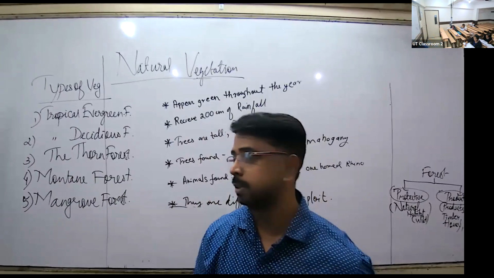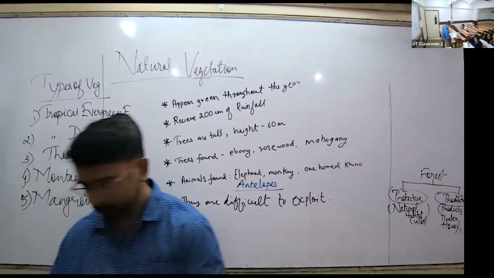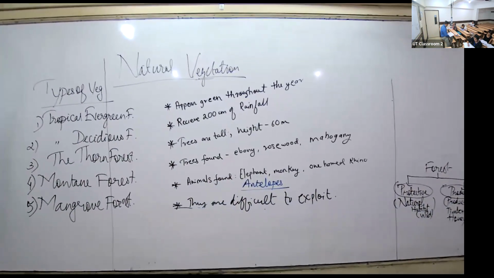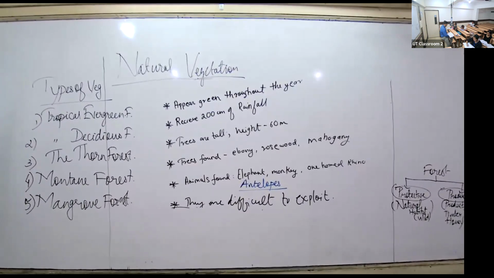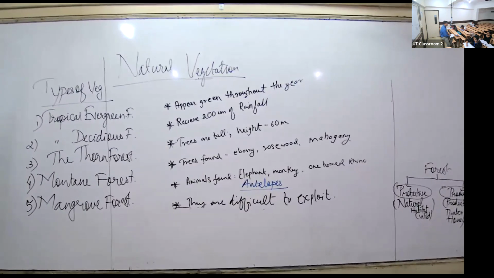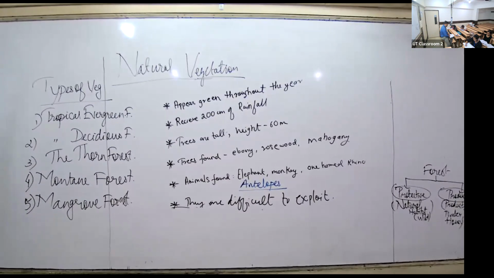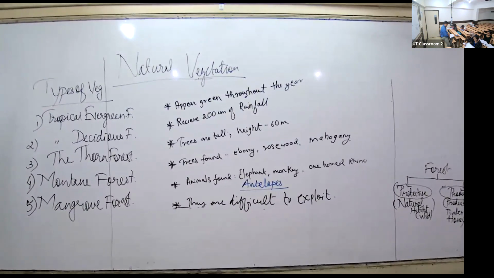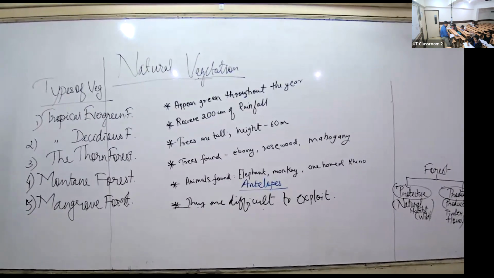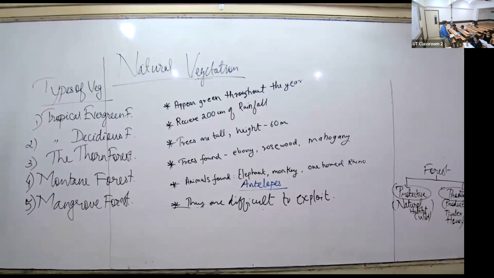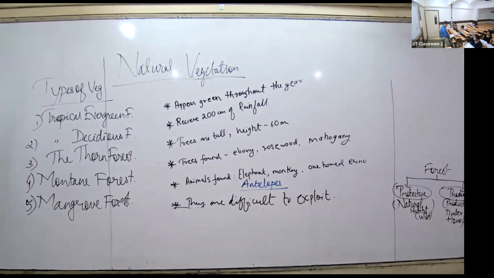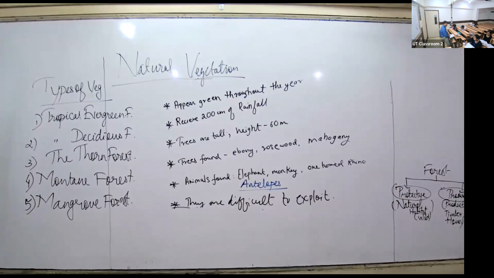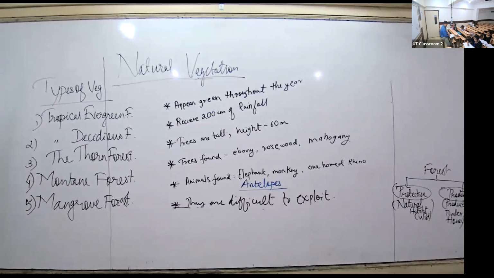Second. Found in India. Main regions, with rainfall between 200 to 70 centimeters. And the trees shed their leaves at the same time, nearly 6 to 8 weeks.